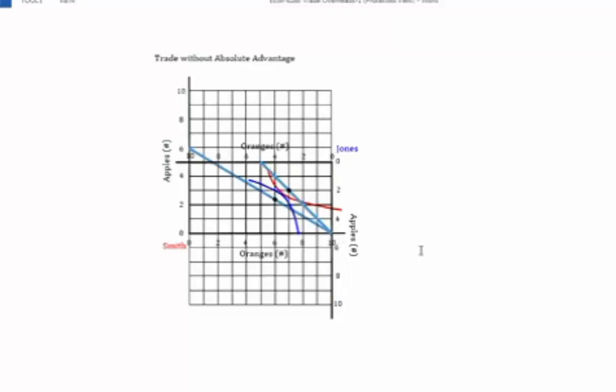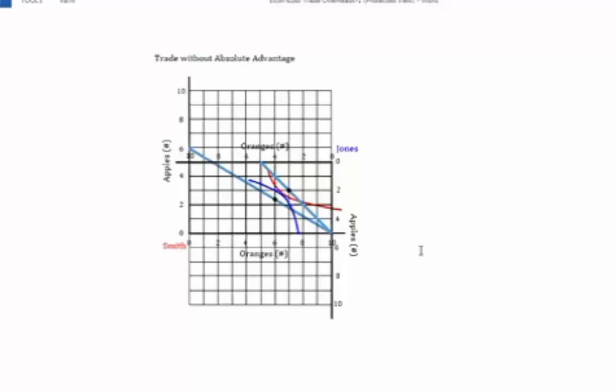What is Jones's productivity for oranges? Now, Jones's origin is up here. Jones's PPF is this. 5 oranges per hour. That's this point right here. So Jones can produce 5 oranges per hour, Smith can produce 10 oranges per hour. What could we say about them? With that, Smith has an absolute advantage in the production of oranges.